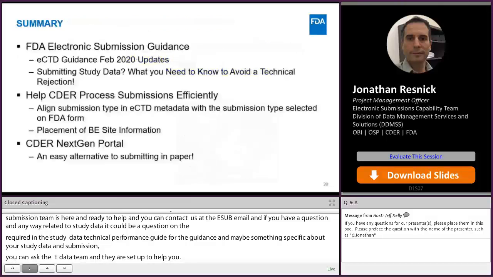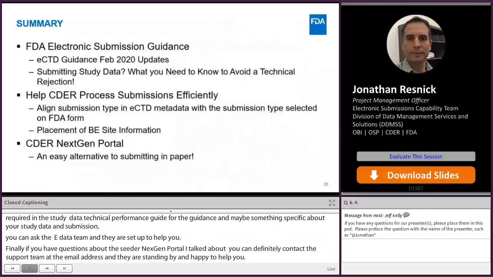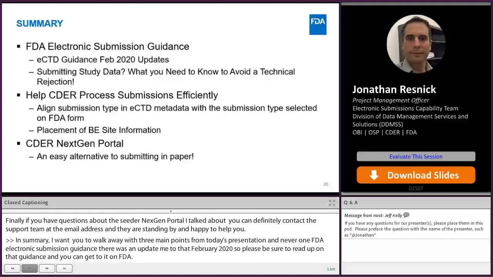In summary, I want you to walk away with three main points here from today's presentation. Number one, the FDA electronic submission guidance, there was an update made to that in February of 2020. So please be sure to read up on that guidance. You can get to it on fda.gov. There's a link directly to it on fda.gov/eCTD.